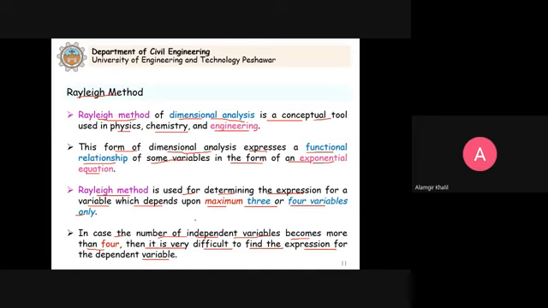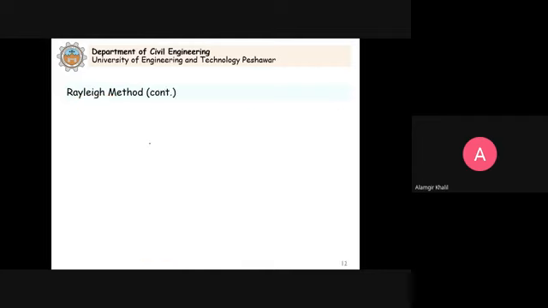So that's why now we prefer the Buckingham Pi method, and this Rayleigh method has been superseded by the Buckingham Pi method. But anyhow, both are given in your syllabus, so we study both in detail. But nowadays, the modern fluid mechanics books mostly focus on the Buckingham Pi method.